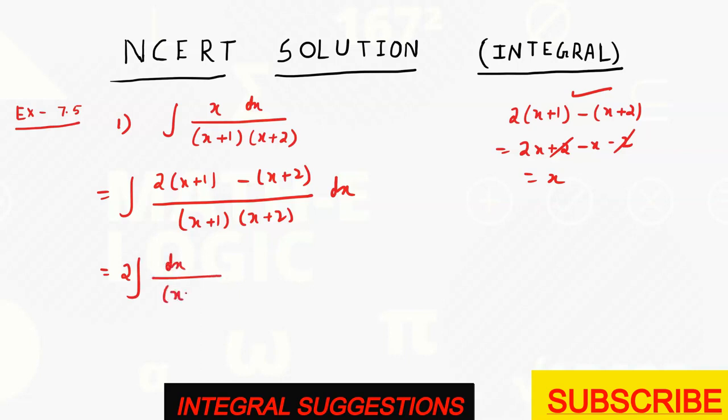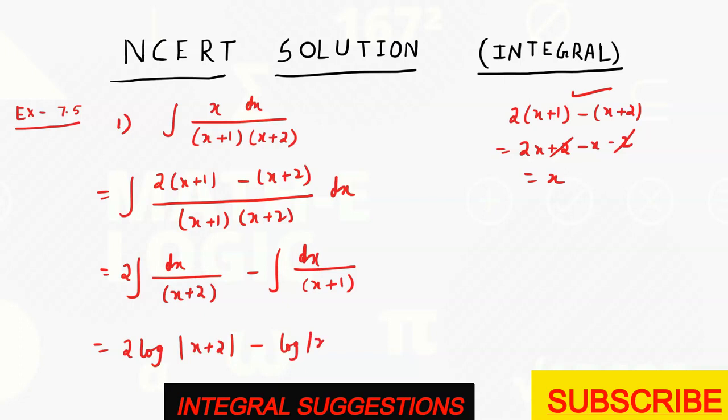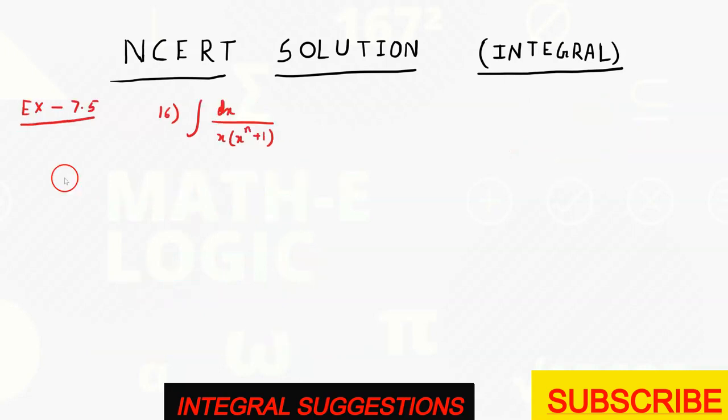We get 2 integral dx by (x plus 2) minus integral dx by (x plus 1). That means 2 log (x plus 2) minus log (x plus 1) plus c. That is the correct answer for this question. Now we discuss the second important question, from exercise 7.2, question number 16. It is given integral dx by x into (x to the power n plus 1).